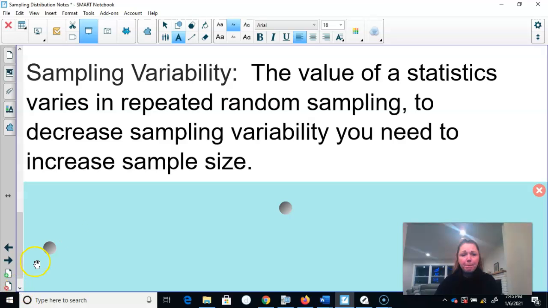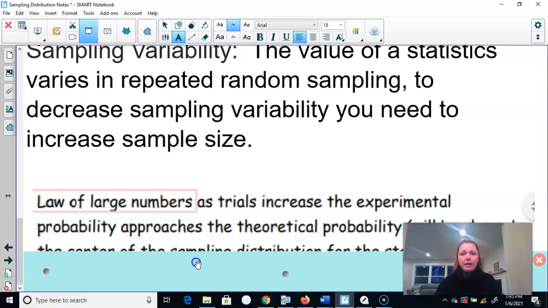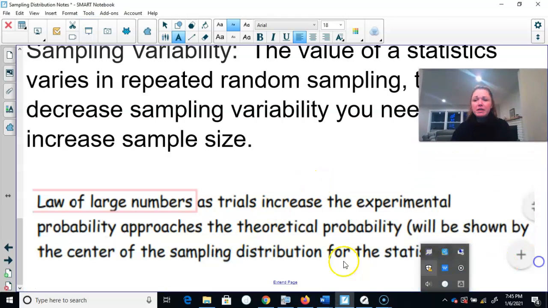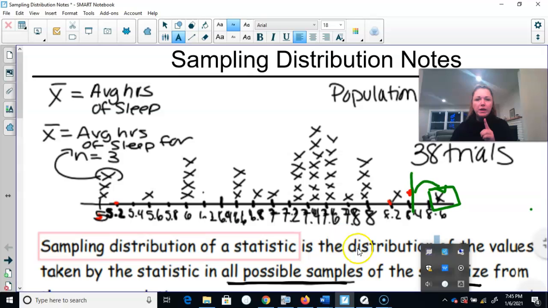Lastly, let's talk about the law of large numbers. The law of large numbers is, as trials increase, the experimental probability approaches the theoretical probability. This will be shown by the center of the sampling distribution of the statistic. So what do I know here, guys? As I increase my trials, things are going to start to stack up over the truth. And we talked about that already.